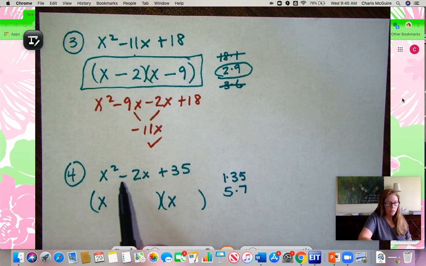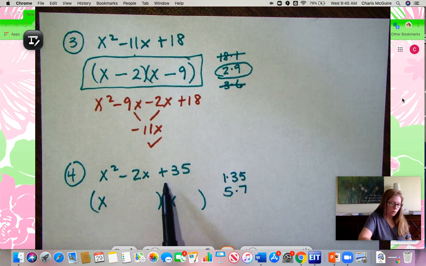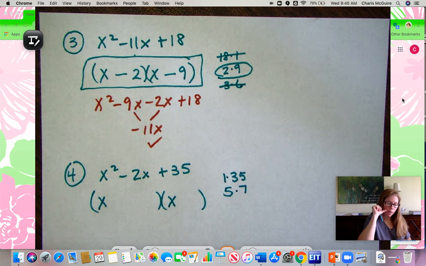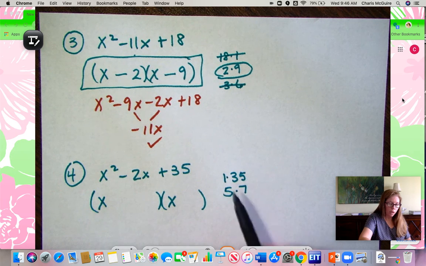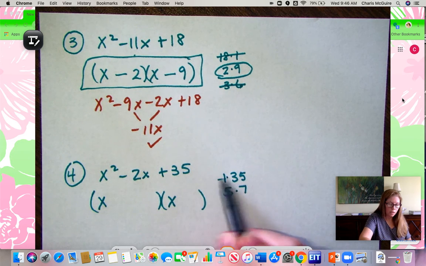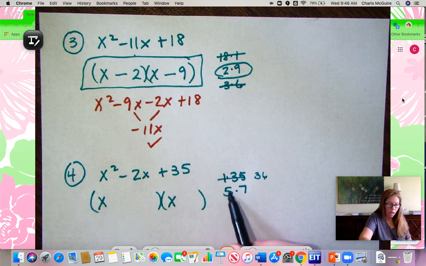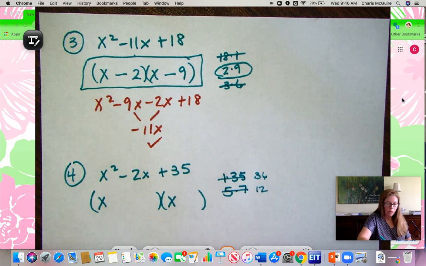Now this is, oops, Mrs. McGuire, I made up a bad problem, didn't I? I sure did. I'm glad I did this because you notice that when I put these together, this makes a 36, right? And this makes a 12. So this is what we call unfactorable.